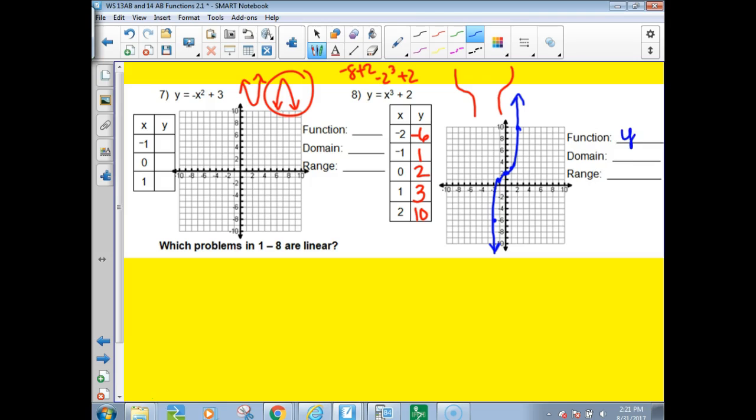This is a function, even though it does get wider, guys, as it goes. This is going to have a domain of -infinity to infinity. You can cube whatever you want there. And the range is going to be, oh, look, it keeps going, right? So it's coming down from negative infinity up to positive infinity. It's also negative infinity to infinity.